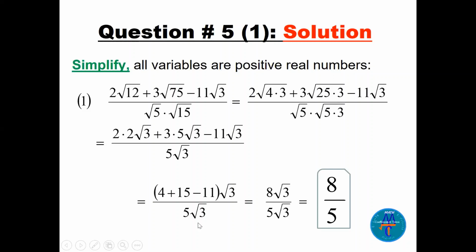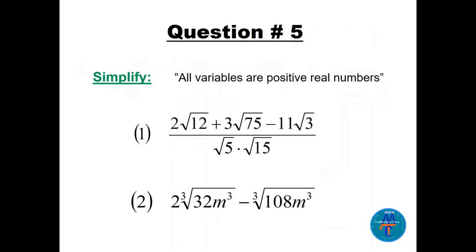Okay. Now, take common here, common factor. See the common factor, square root of 3. And then we are left with 4 plus 15 minus 11. That's 8 square root of 3 over 5 square root of 3. Cancel square root of 3. 8 over 5 is the answer for the first part.